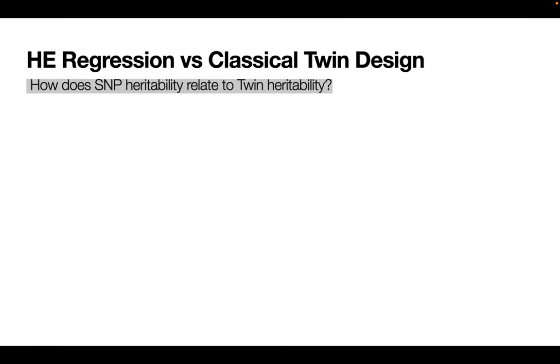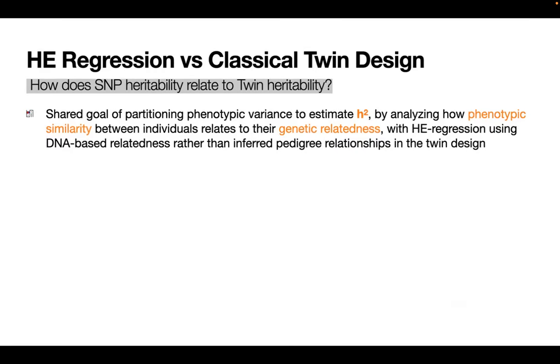Now, how does SNP heritability relate to twin heritability, which is the topic of today's presentations? They both have the shared goal of partitioning phenotypic variance to estimate heritability by analyzing how phenotypic similarity between individuals relates to their genetic relatedness. With HE regression using DNA-based relatedness, whilst the twin design uses inferred pedigree relationships.